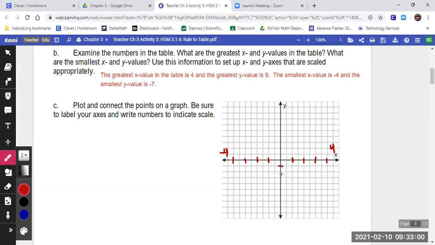1, 2, 3. I'm not making new lines. I'm just highlighting the lines they already gave me. 4, 5, 6, 7, 8, 9. So -9.